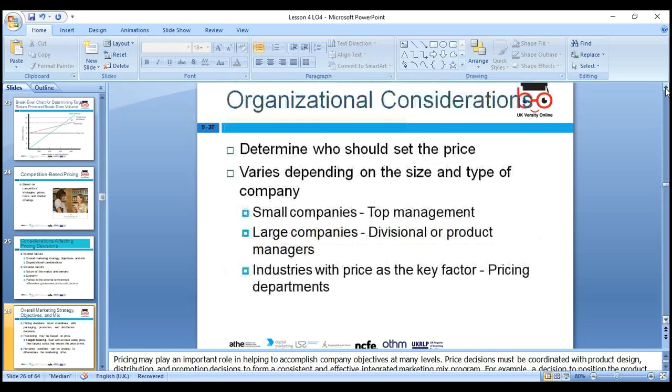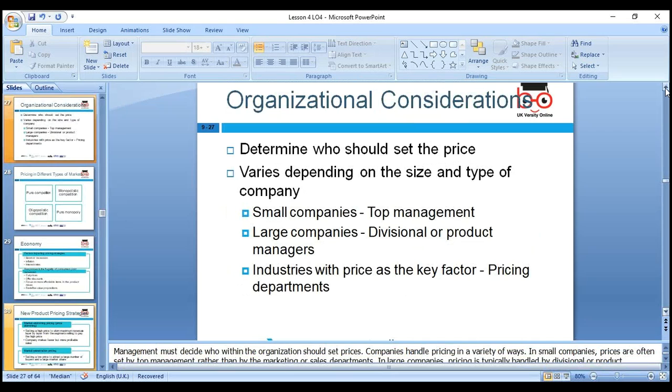What we have is a cost, and why the cost is going in. Organizational considerations determine who should set the price. It varies depending on the size and type of the company: in a small company, top management; in a large company, divisional or product managers. Maybe think about Unilever, Procter and Gamble, and various other companies. They have operations in 100-plus countries, so they have different divisions and different regions.